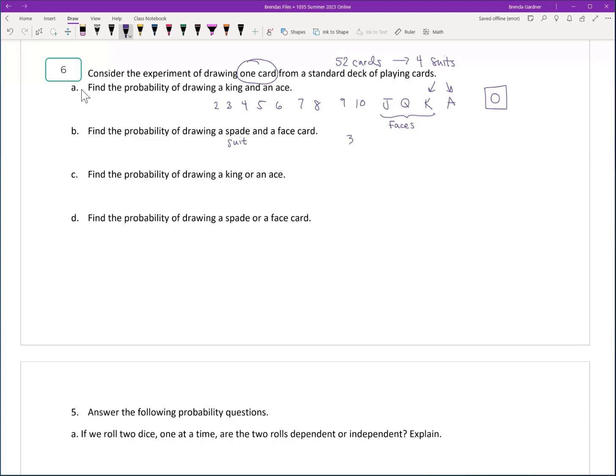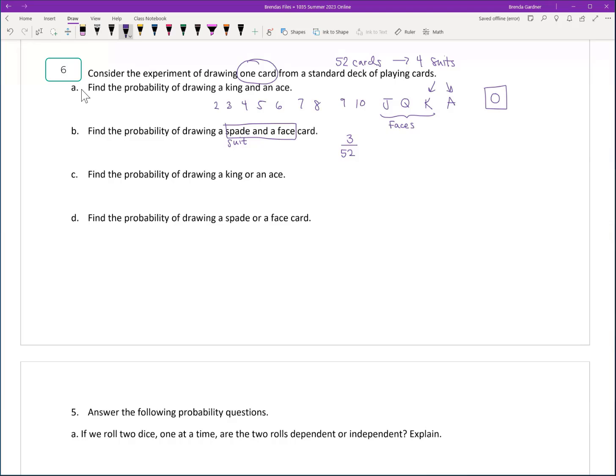So there's 3 face cards out of the deck of 52. So you would say, in order for there to be both spade and face, I would have 3 of those out of the 52 cards.